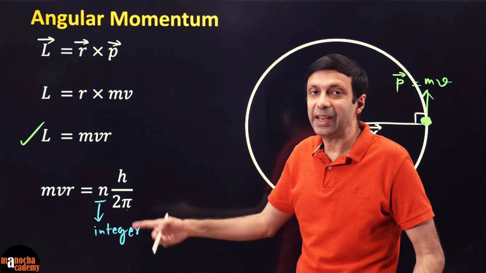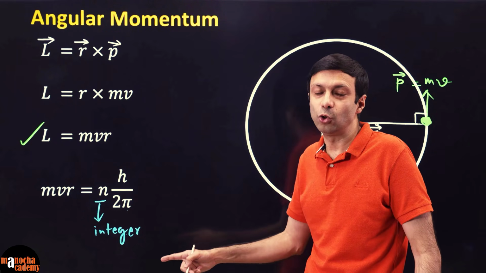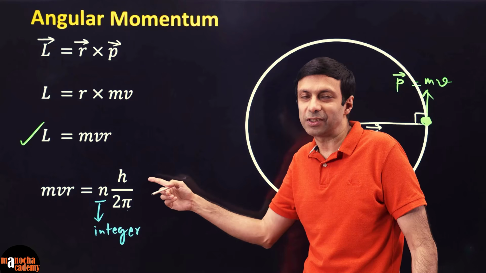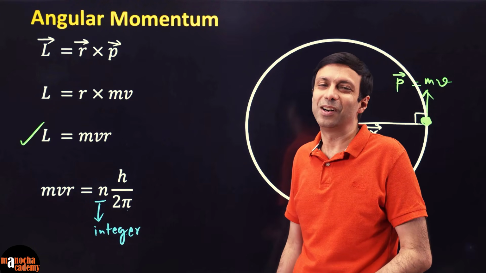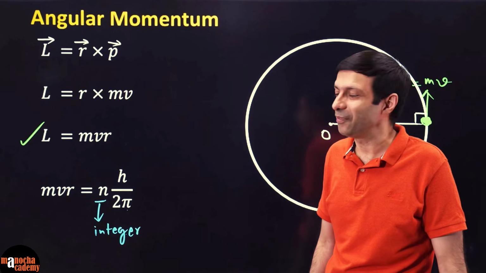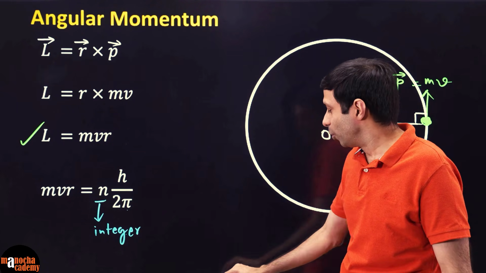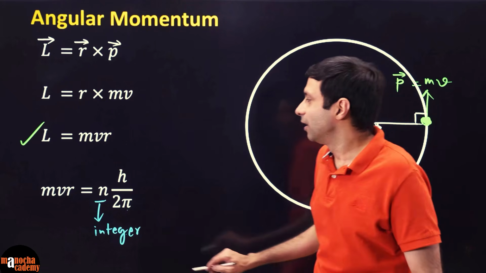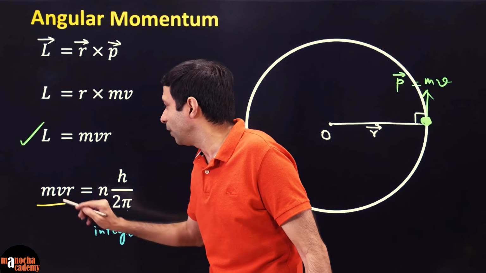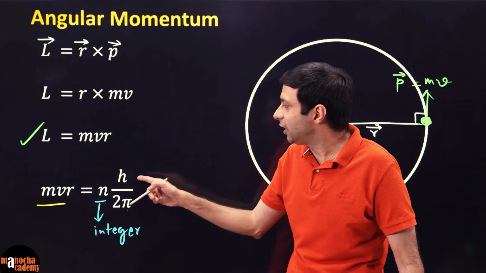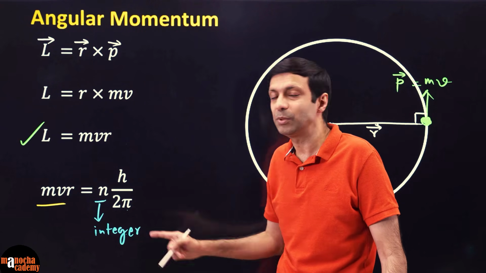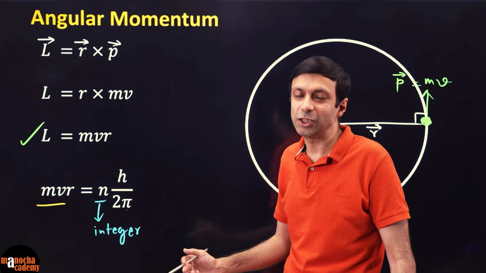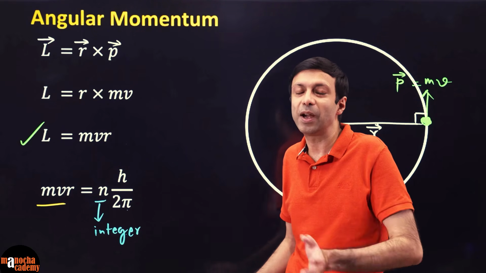So it has to be integer multiples of h by 2 pi, where h is Planck's constant and pi you guys know, right? The irrational number which we approximate to 22 by 7. So this is what Niels Bohr said: the angular momentum mvr should be integer multiples of h by 2 pi. So either it can be 1 times h by 2 pi or 2 times h by 2 pi or 3 times h by 2 pi and so on.